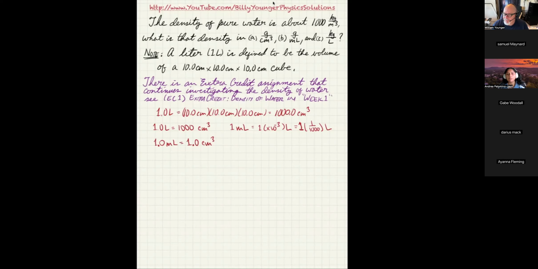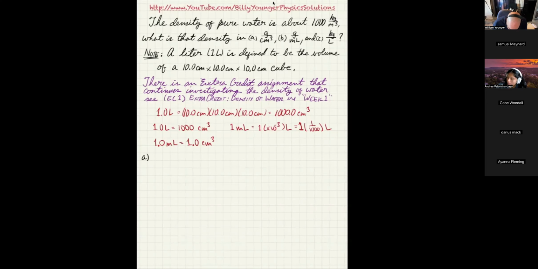1 cc, which is an abbreviation for a cubic centimeter, is the same as a milliliter. Okay, so just keep that in mind. That'll be coming in handy several times throughout your physics course. So let's start off with part A.